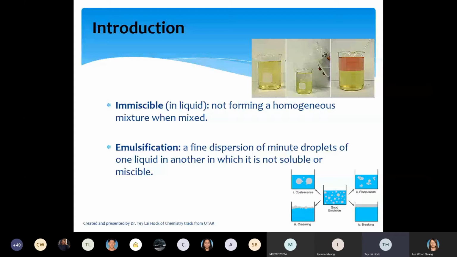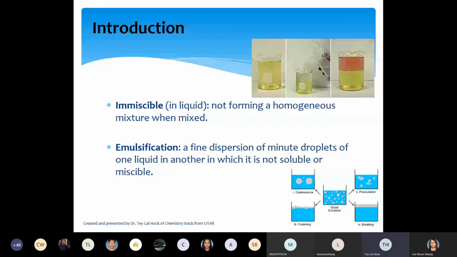In a liquid form, you are more dynamic. There are two forms: immiscible and emulsification. Immiscible means they do not form a homogeneous mixture when mixed. For example, as we all know, oil hates water and water hates oil. No matter how you mix them, eventually they will split into two layers. The oil layer will usually be at the top and the water at the bottom.